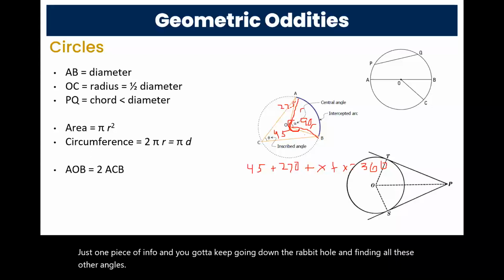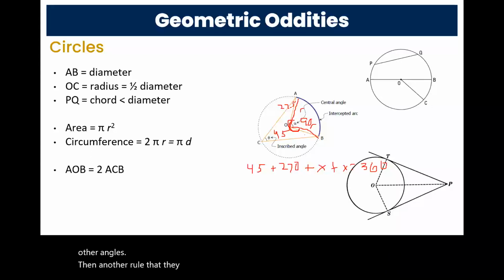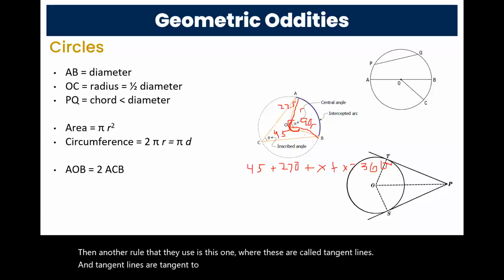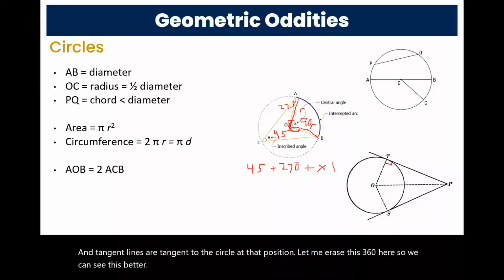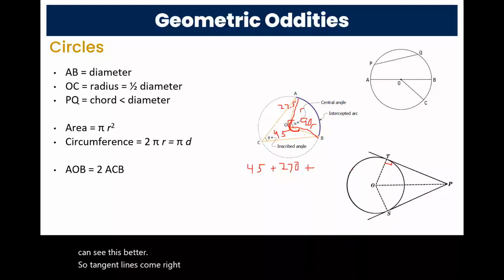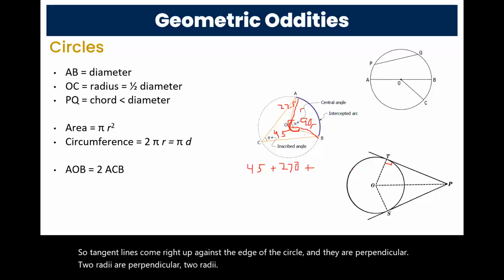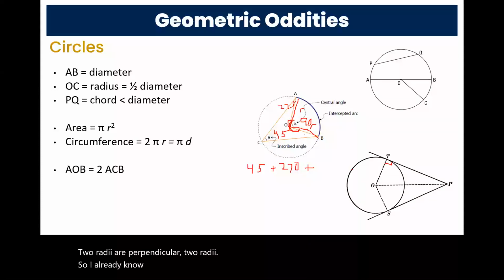Then another rule that they use is this one, where these are called tangent lines, and tangent lines are tangent to the circle at that position. Let me erase this 360 here so we can see this better. Tangent lines come right up against the edge of the circle, and they're perpendicular to radii. So I already know two of the angles in this thing. I know those are both 90 degrees.